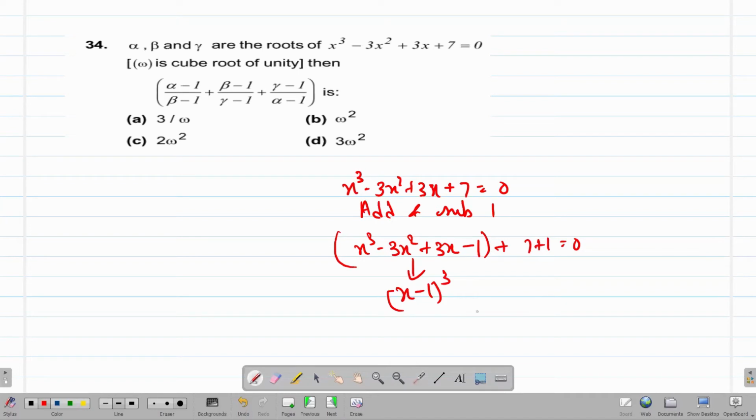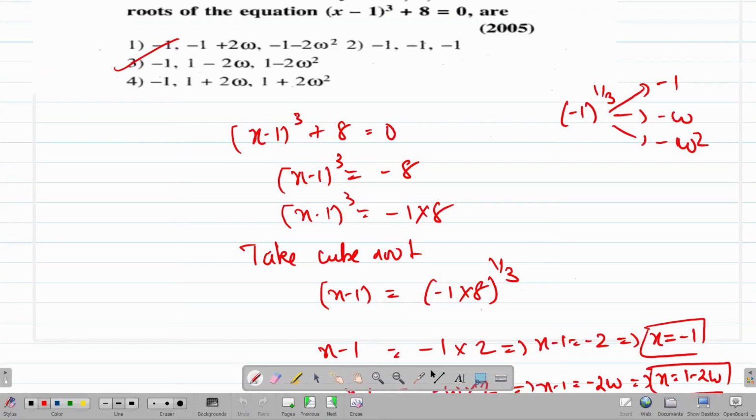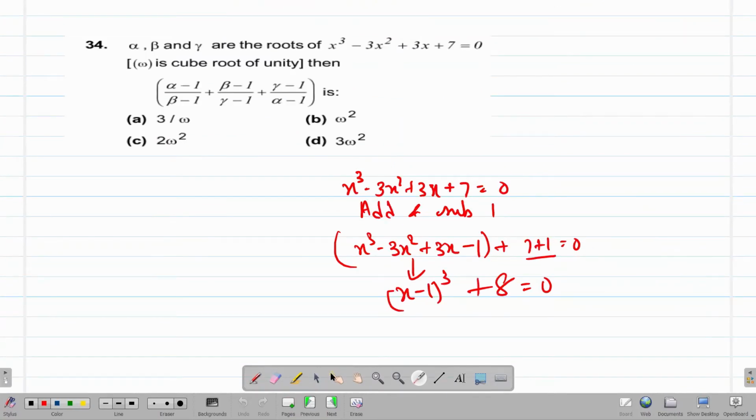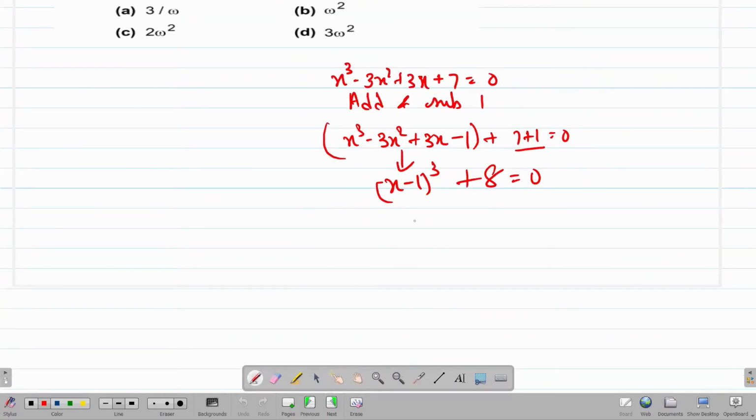On further solving, this is my previous question where I already got minus 1, 1 minus 2 omega and 1 minus 2 omega square as my roots. So from here my three roots are: alpha is minus 1, beta is 1 minus 2 omega and gamma is 1 minus 2 omega square.